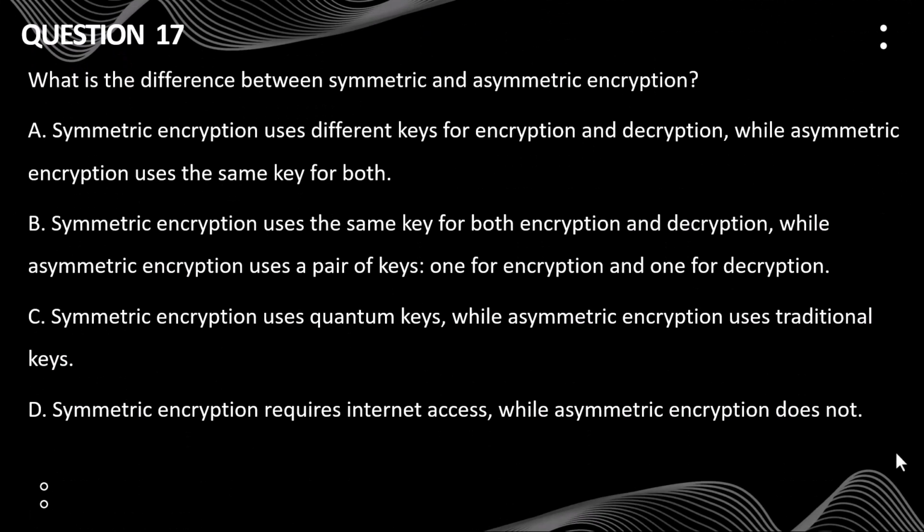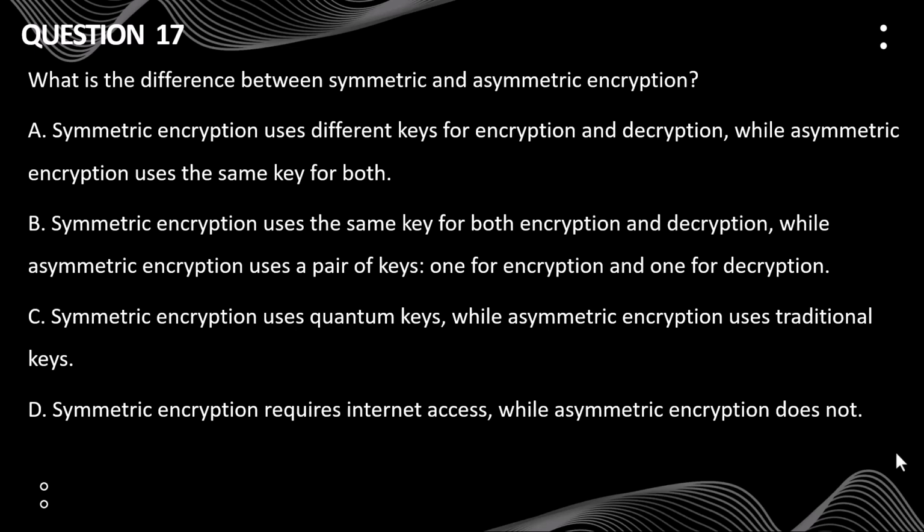Question 17. What is the difference between symmetric and asymmetric encryption? Option A. Symmetric encryption uses different keys for encryption and decryption, while asymmetric encryption uses the same key for both. Option B. Symmetric encryption uses the same key for both encryption and decryption, while asymmetric encryption uses a pair of keys, one for encryption and one for decryption.